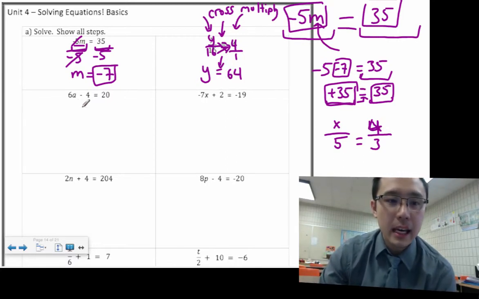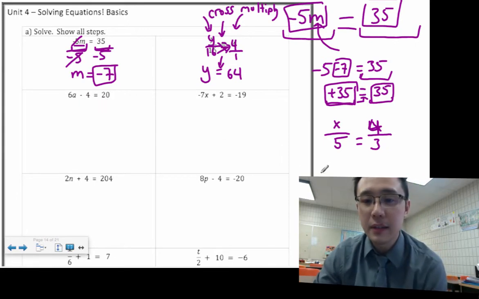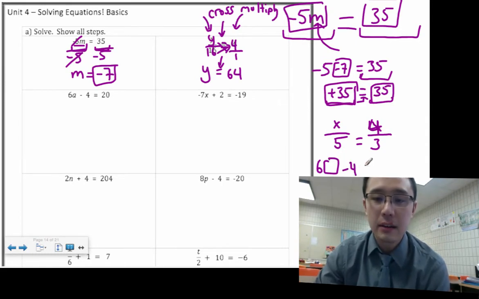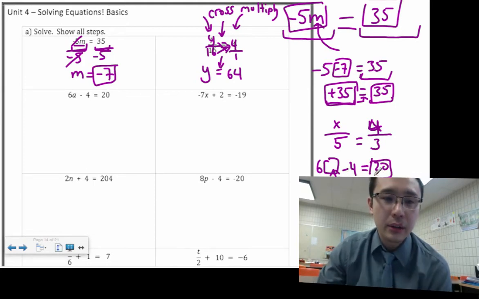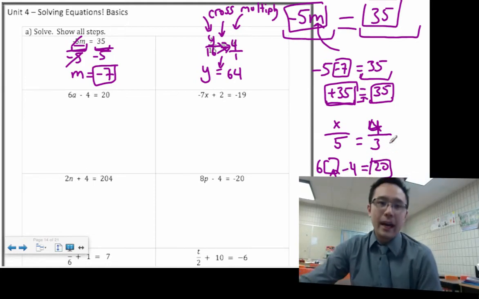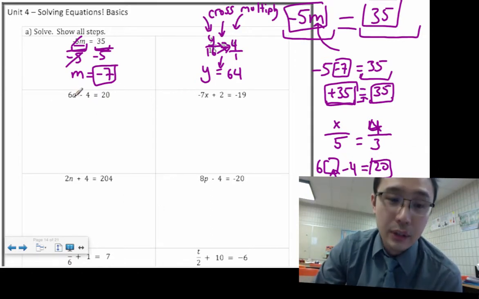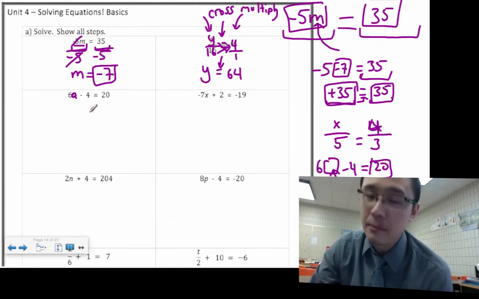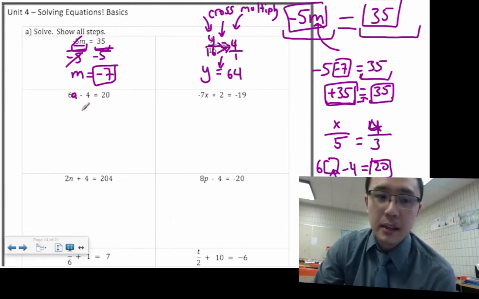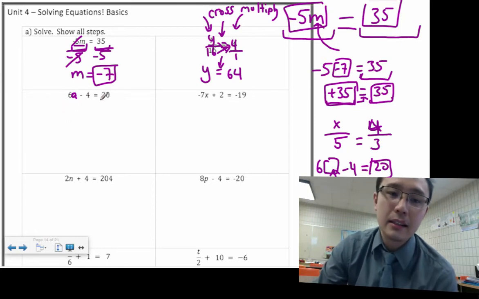Next one: 6a minus 4 is equal to 20. That means the left side is 6 times a number, minus 4, and that is all equal to 20. So what's a number that can go in here to make it 20? That's what you're trying to solve. To solve for a, you have to have a isolated by itself. Right now it's not, because it has a 6 in front of it and a minus 4, and that is all equal to 20.